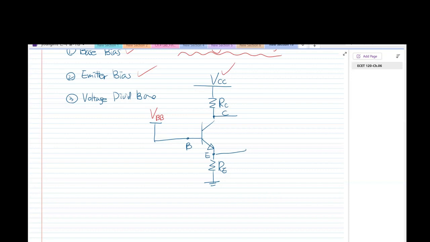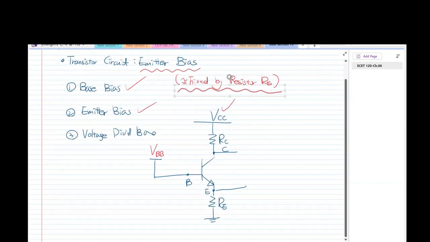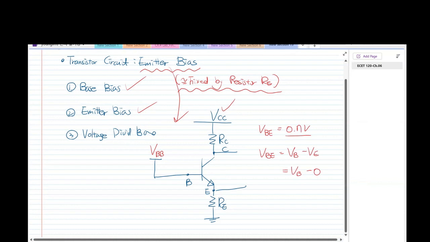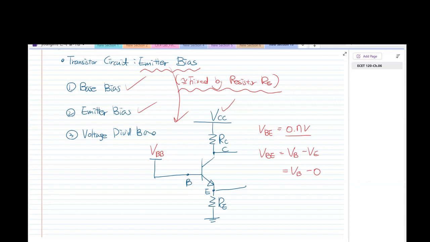So we learned before the emitter bias transistor circuit. V sub BE, second approximation, is 0.7 volt, right? And V sub BE is equal to V sub B minus V sub E, so V sub B minus 0. Why? Because the emitter is connected to ground here. So V sub B is equal to V sub BB.